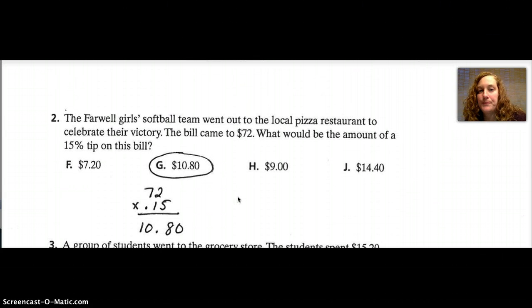Question number 2. The Farwell girls softball team went out to the local pizza restaurant to celebrate their victory. Their bill came to $72. What would the amount of a 15% tip on this bill be? So we're just looking at the tip. We're not looking for the final amount. So you would take the $72, multiply it by the 15%, and that gives you $10.80, which is choice G.